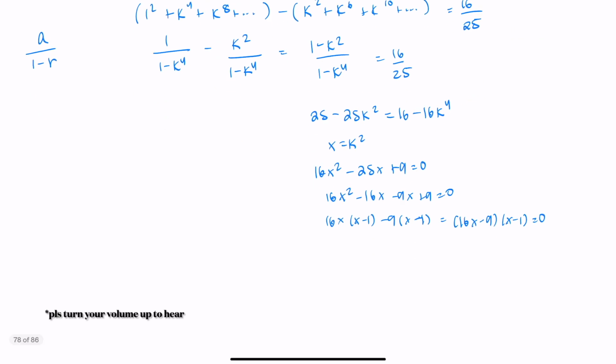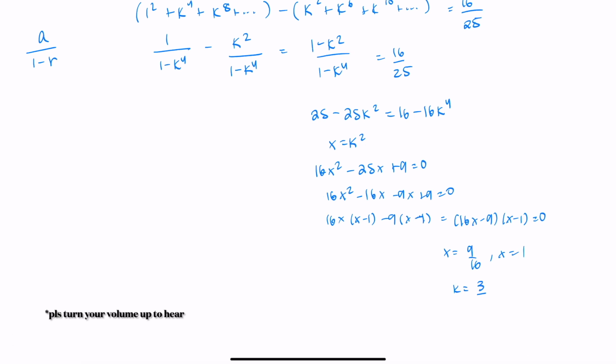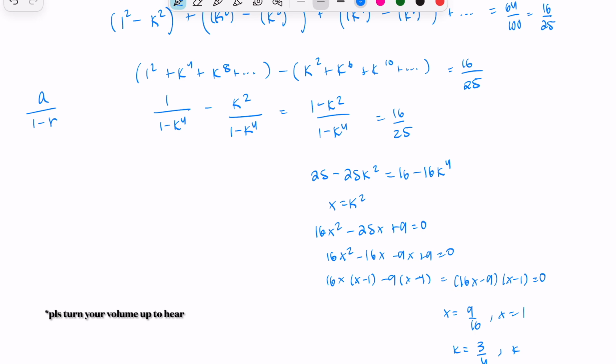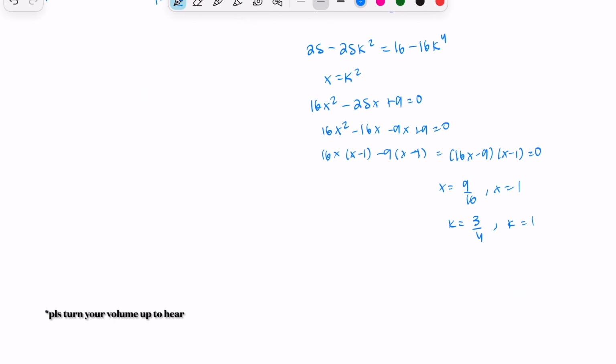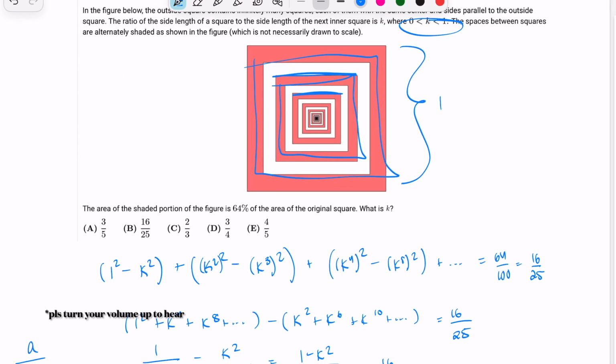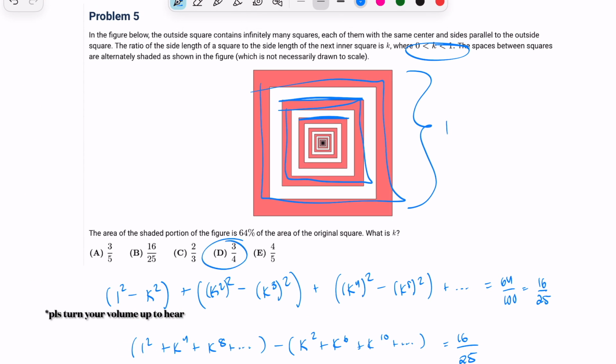So we see that either x equals 9 over 16 or x equals 1, which means that k, which is between 0 and 1, has to be 3 over 4 or 1. But if we go back to the problem requirements, k is smaller than 1. It cannot equal 1. So we can rule out this solution. So that means that k equals 3 over 4. And our answer choice is D.